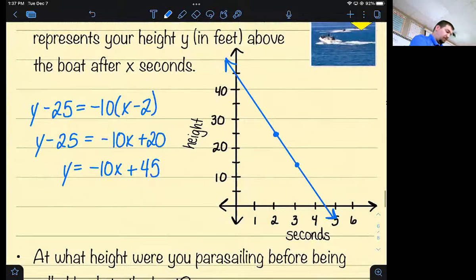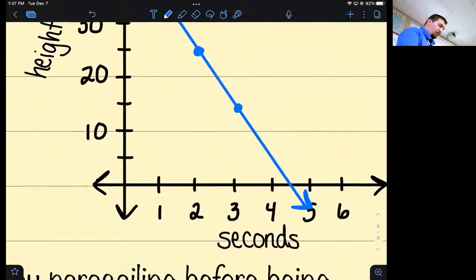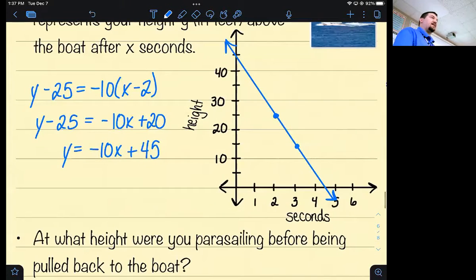Let's see if our line matches up with what Martin and Jimmy got. Down negative 10, so that's pretty obvious because the slope's negative 10 still. And yes, our y-intercept is 45. So that matches up. What's our x-intercept? Jimmy? 4.5. So in 4.5 seconds, you're going to be in.